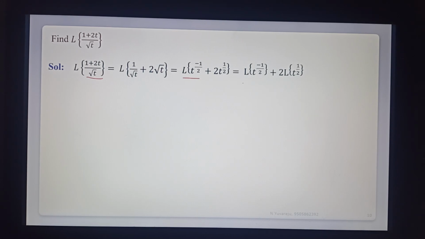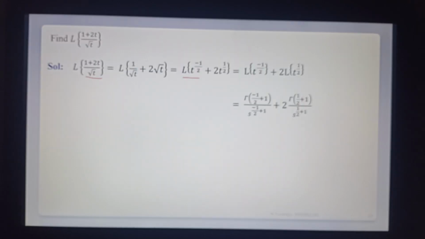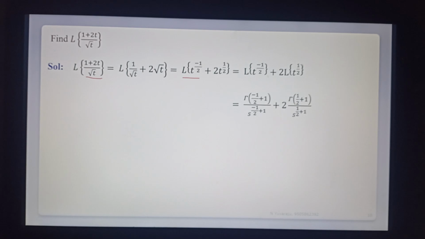So observing here, t power minus 1 by 2. Minus 1 by 2 is not an integer here. So using the second formula, Laplace transformation of t power n is equal to gamma of n plus 1 by s power n plus 1. Here n is equal to minus 1 by 2. So gamma of minus 1 by 2 plus 1 by s power minus 1 by 2 plus 1, plus 2 into the same, gamma of 1 by 2 plus 1 by s power 1 by 2 plus 1. Now simplification: gamma 1 by 2 by s power 1 by 2 plus 2 into, here gamma of n plus 1, that is 3 by 2.